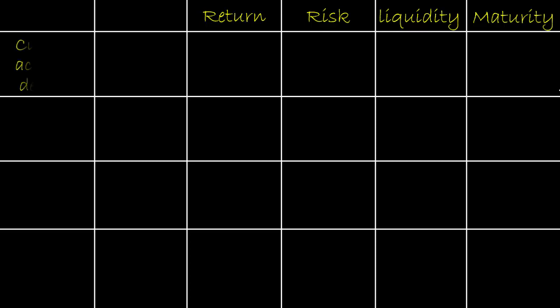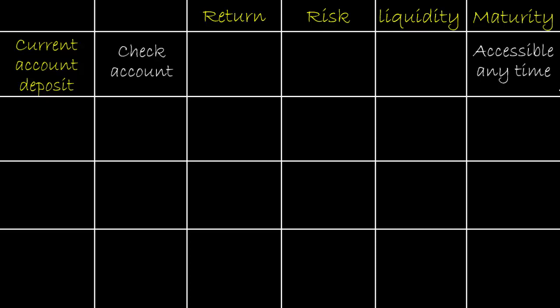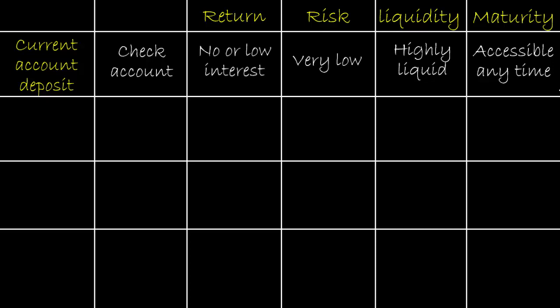So let's start with the first one, which is the current account deposit. The current account deposit mainly appears in the check account. They are available at any time. That's why it will be easy to access them. Consequently, the maturity will be very low. The liquidity is highly liquid because this is the cash available in your check account. Consequently, the level of risk is very low. Therefore, the return will be either there is no interest or there will be a very low interest.